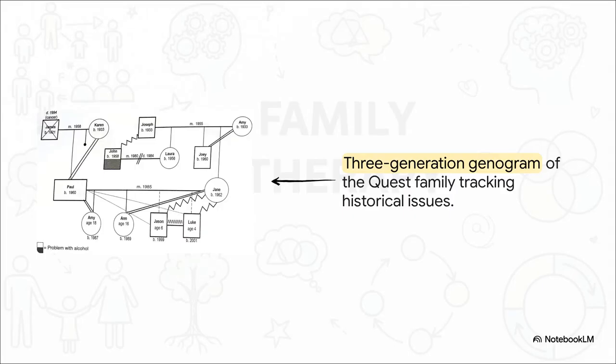Take the Quest family, for example. When you map out a real family like this, you can instantly trace their structure. You see the historical marriages, the years of deaths, and you can even track very specific multi-generational issues. When you spot shaded areas representing a problem with alcohol, it allows the therapist and the family to visually see these patterns of behavior cascading right down the generations. It's a real game changer for gaining perspective.